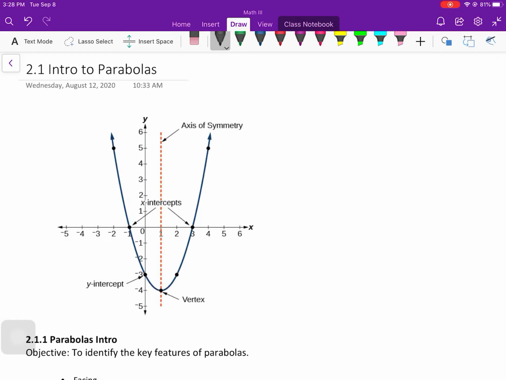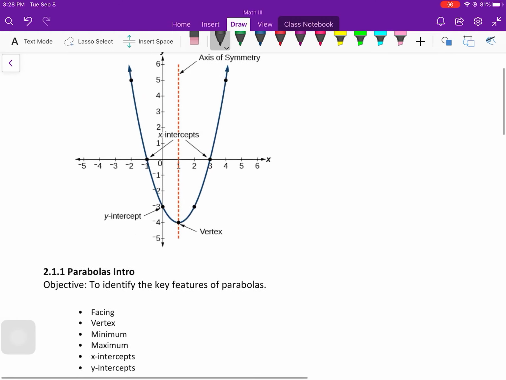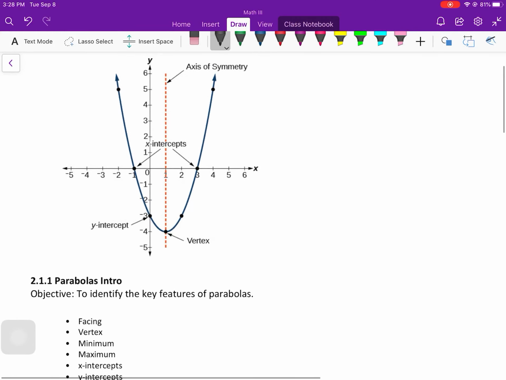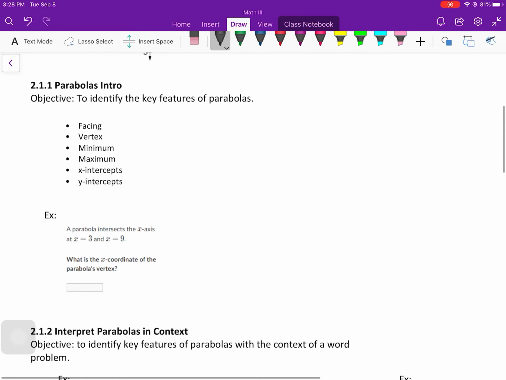So it's starting a new chapter, Introduction to Parabolas, which is the graph of a quadratic function. There are some key features we have to focus on. Right here we can see 2.1.1 Parabolas Intro, and I'm just going to go over some of those key features.